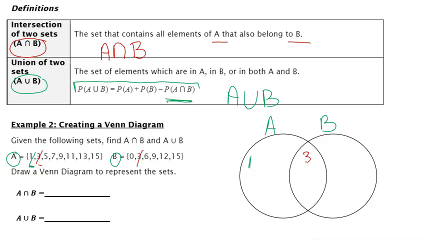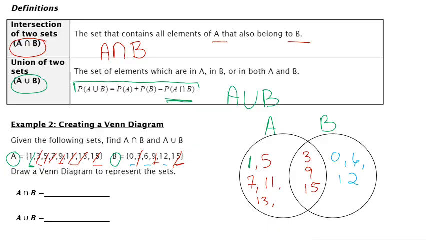And then you can simply do the same thing here. So, for example, 5 would only fall in A. 7 would only fall in A. 9 actually falls in both of them, so I put 9 in the intersection. 11 would only fall in A. 13 would only fall in A. And then 15, you can see actually falls in both of them. Okay. For the remaining values, you can see 0, 6, and 12 only fall in set B.